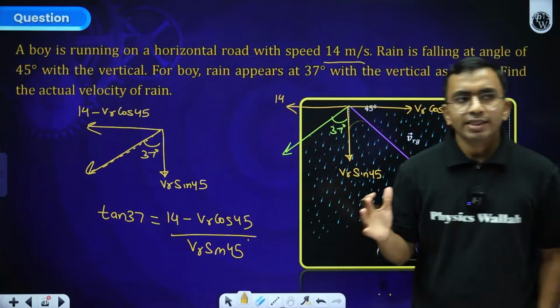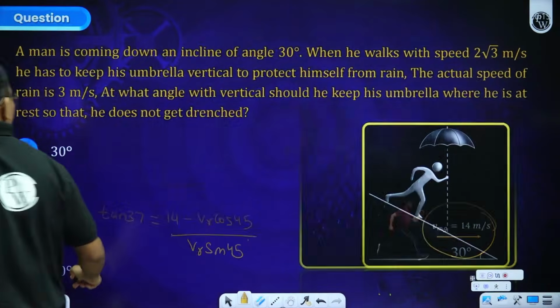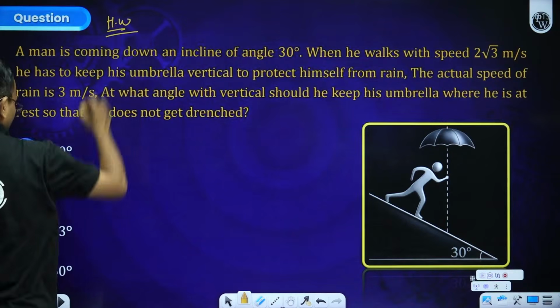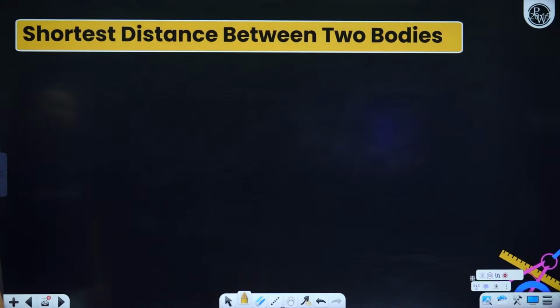Okay, easy, clear. This question you can solve as a part of your homework. We have done this question in the class. Now, shortest distance between two bodies.